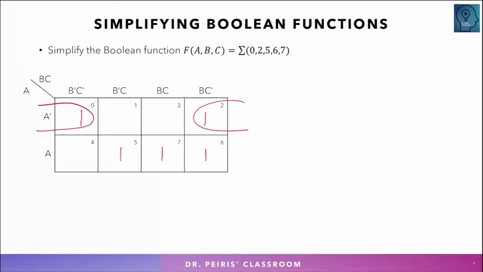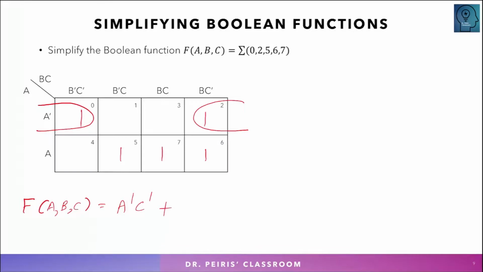So let's write that down first, one term at a time. Both are on the a prime row, so we have a prime. Now in terms of the columns, what is common? This is B prime, C prime, this is B, C prime. You can see that C prime is common for both columns. So the term is A prime, C prime.